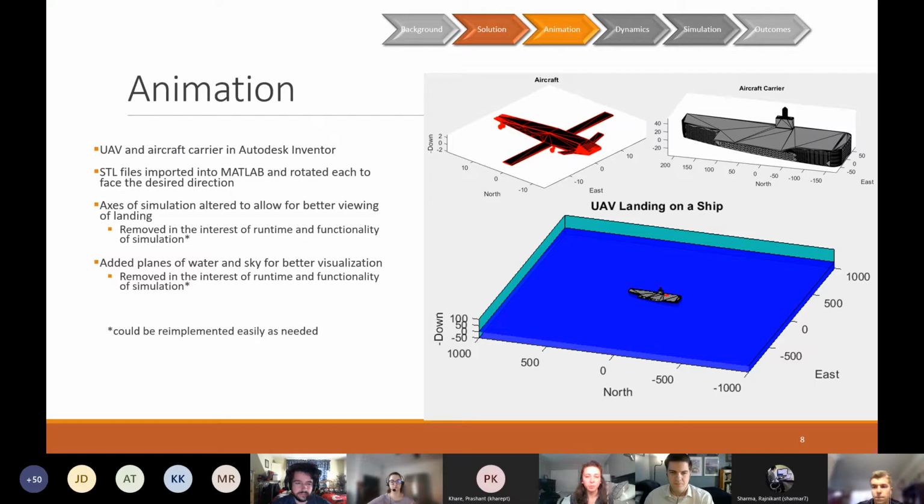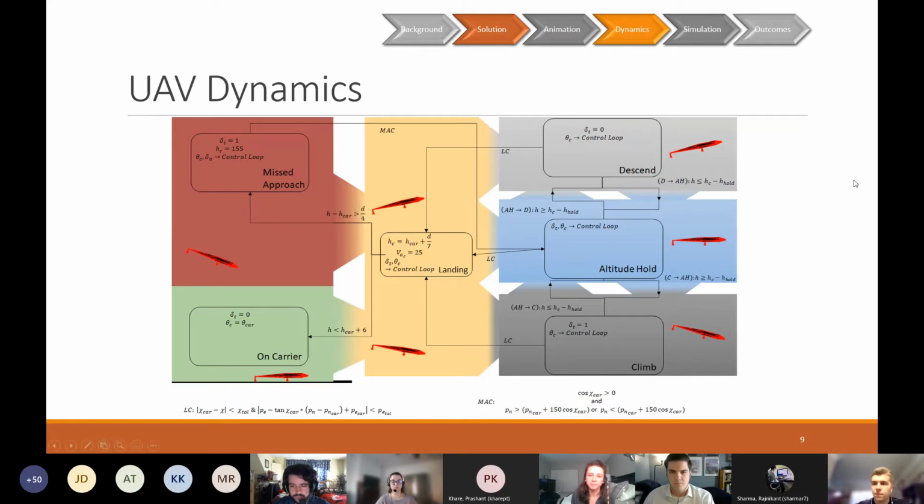And then I worked on importing his STL files into MATLAB and ensuring that every time the animation ran, it would be at the 0,0 location and that all the rotation matrices worked correctly with how he modeled each of the simulations. And then Tony and I also worked on making the visualization better by having the axes of the simulation automatically update as the UAV was flying, and we also added in planes of water and a sky, but due to the interest of runtime and the functionality of the dynamics, we needed to comment those aspects of the animation out so that the dynamics would run better. And I will hand it over to Ryan and David to detail those dynamics.